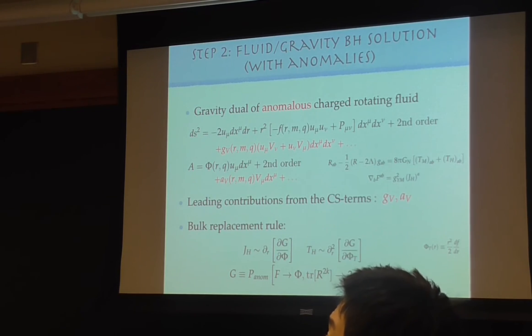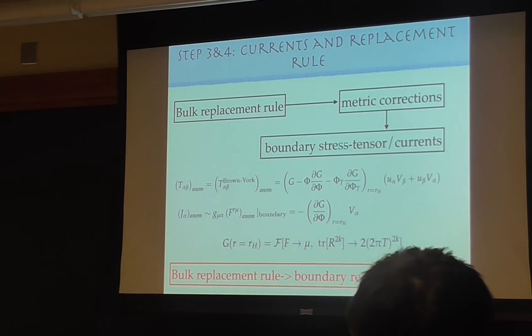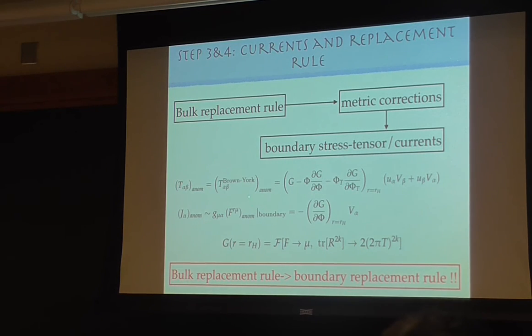And the way this works, after you crank, you have collaborators that crank the dots, and then you put this replacement rule into the metric corrections A and G, and then you do the standard Brown-York, or if you like, pick up the r component of the F, the boundary stress tensor and currents. If you do that, you realize that the anomalous contributions of these are proportional to u, v, and v, and the coefficients are exactly what you expect from the field theory answer. If you like, this is a derivation of the field theory answer in gravity.